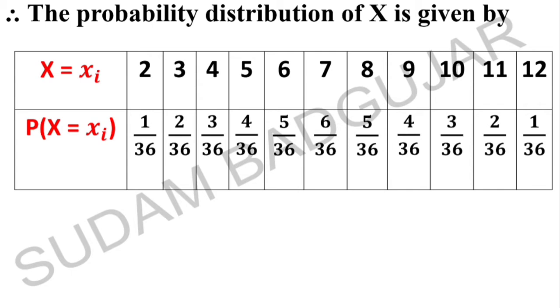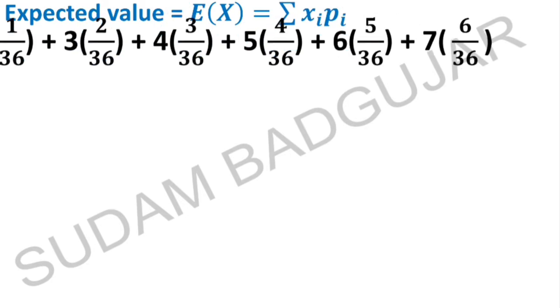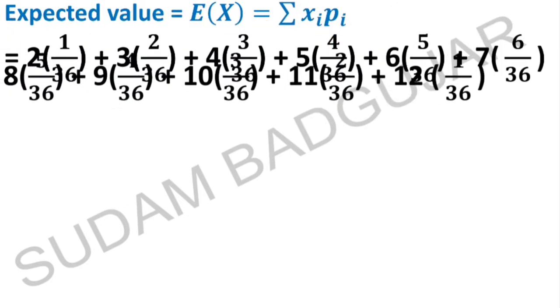Before finding variance, first you have to find out expected value E of X. E of X is nothing but summation of xi pi. So you will get these values here, 2 into 1 upon 36 plus 3 into 2 upon 36 plus 4 into 3 upon 36 in this way. So you have to find out expected value first. E of X is equal to summation of xi pi and substitute all values here.